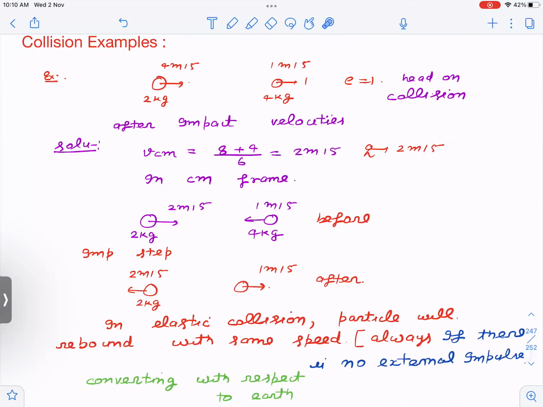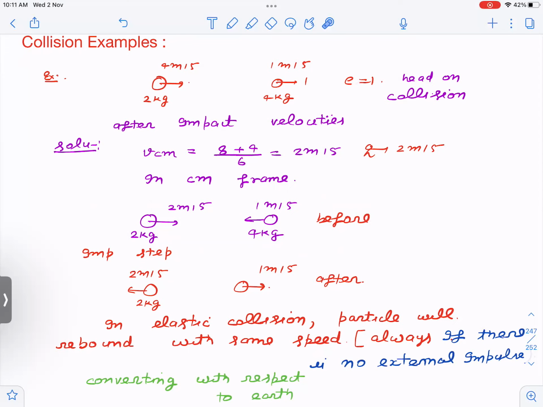Now, when we are solving this question, we first have to check that we are in the CM frame. A very small check here is that the momentum has to be 0. 2 into 2 is 4 on this side, 4 on this side, so the total is 0, right? So till here, I know that I have not committed any silly mistake. After that, this is a very, very important step.